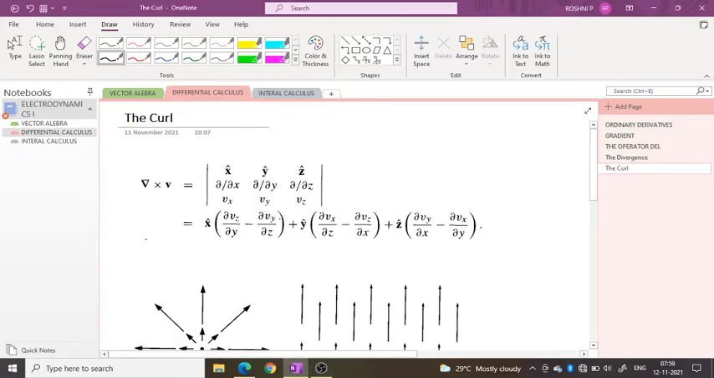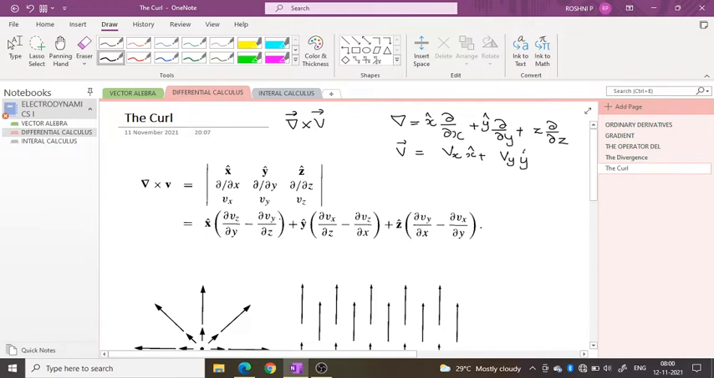Hello students, we can try to find out what is the curl of a vector. So curl is del cross a vector function v. So we know that del is equal to x ∂/∂x plus y ∂/∂y plus z ∂/∂z, and the vector v is equal to Vx x plus Vy y plus Vz z.